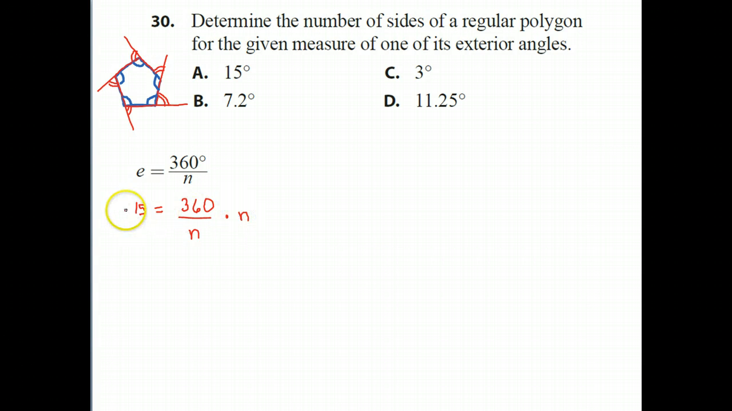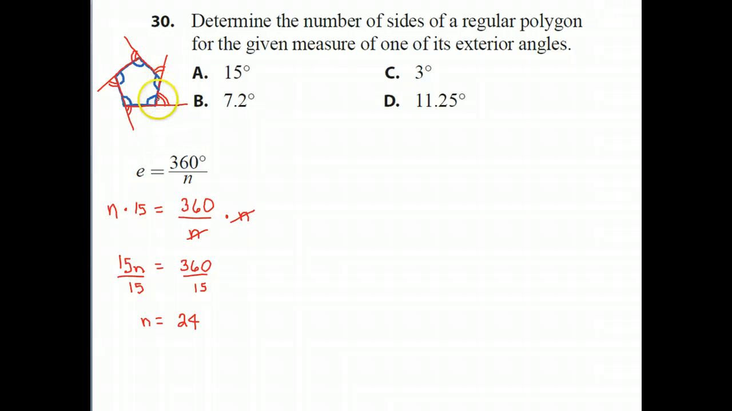So there's a couple steps here. You're going to first multiply each side by n. Similar to when we were solving for interior angles, that'll cancel the n out on the right-hand side in the denominator. And then you want to divide by 15. And that'll give us 24. So that shape that has a 15-degree exterior angle has 24 sides.